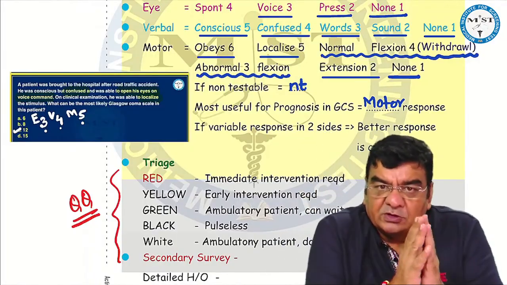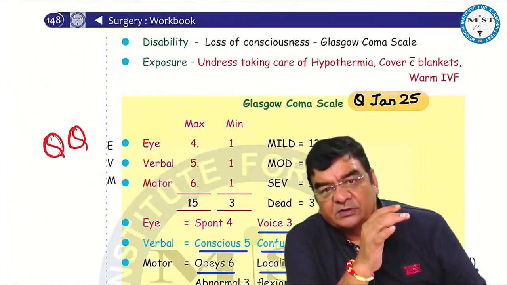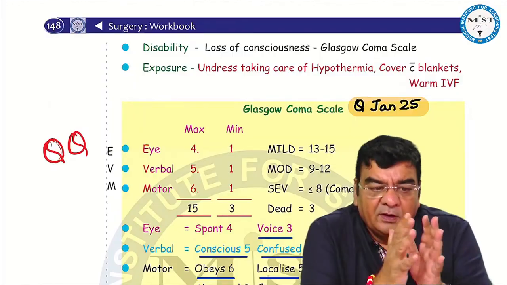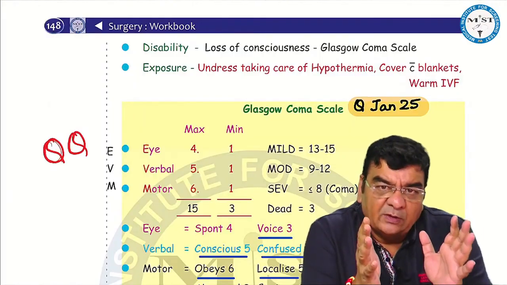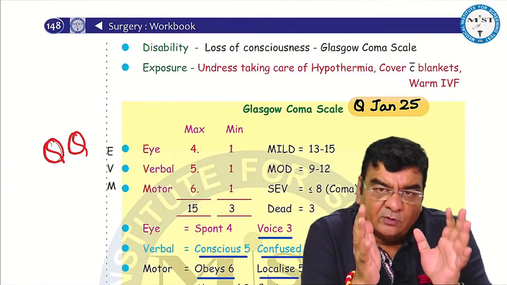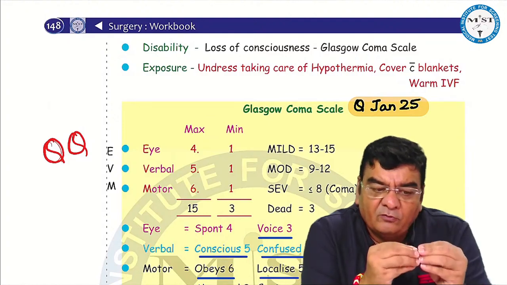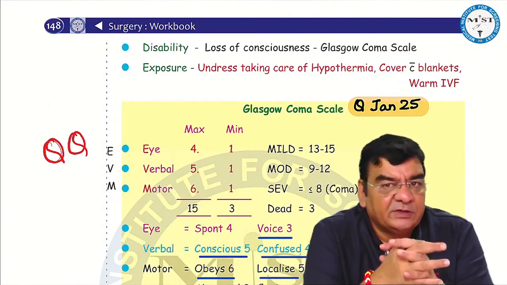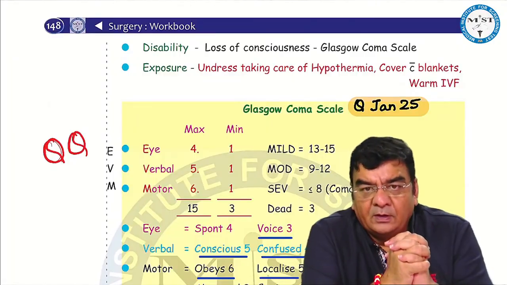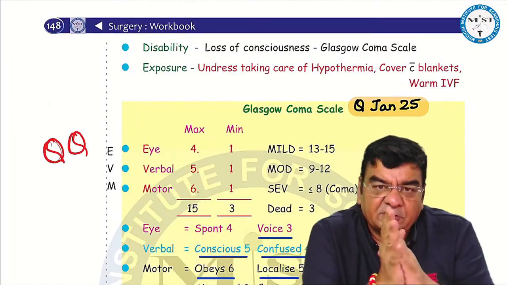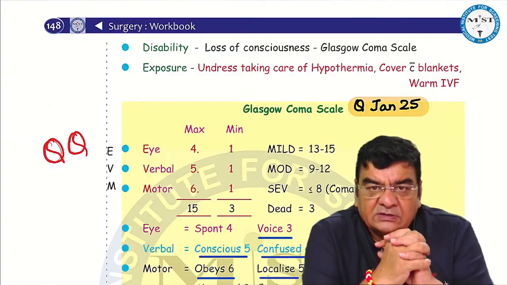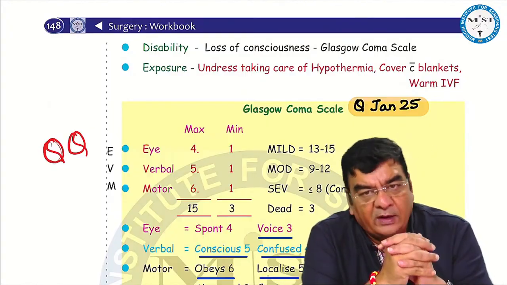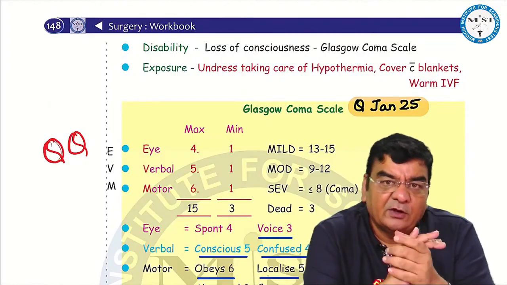E is exposure, where you have to expose the patient completely. You have to remove all the clothes of the patient, but please take care. In all those situations where there is hypovolemia, whether it is vomiting, diarrhea or bleeding, it is not only the volume which is getting lost from the body, heat is also getting lost from the body and the patient is going into hypothermia. So whenever you are exposing the patient, please do cover the patient with warm blankets, and whatever IV fluids you are giving, they should not be cold, they should be warm IV fluids. Otherwise, patient can die of hypothermia.